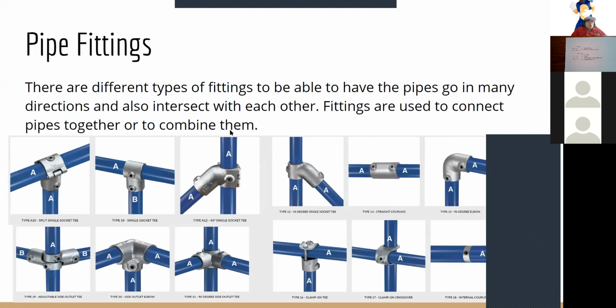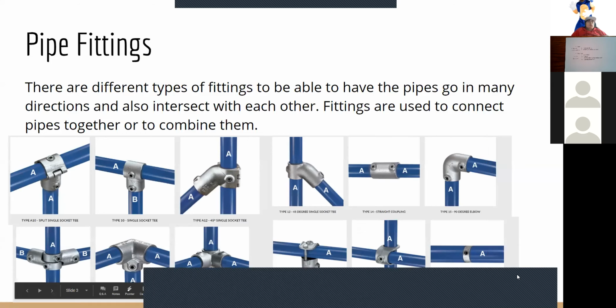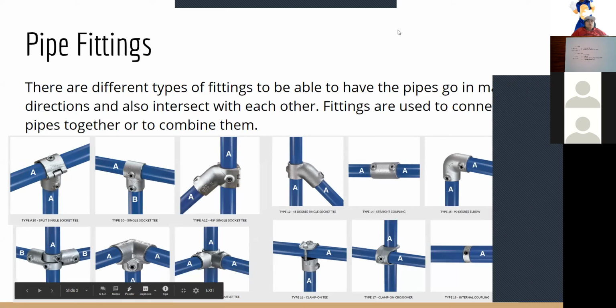For pipe fittings, there are various pipe fittings, so pipes could be able to go in different directions and they'd be able to connect together. And this would allow pipes to go in different directions and they would be able to move water faster.